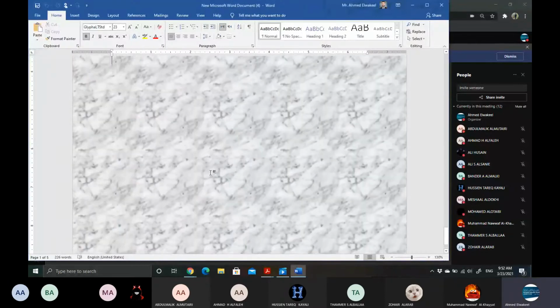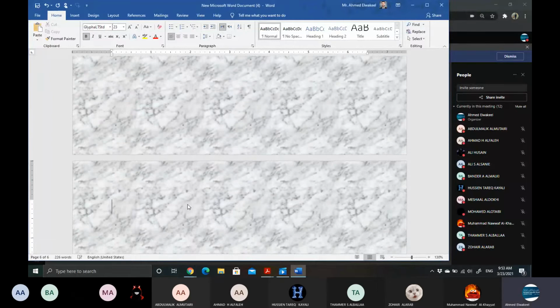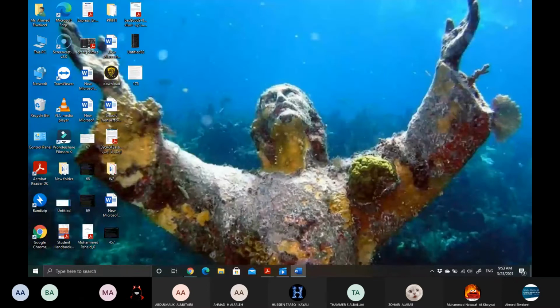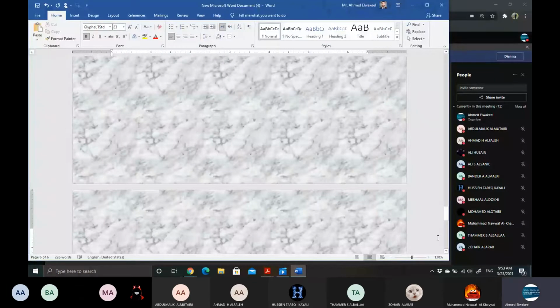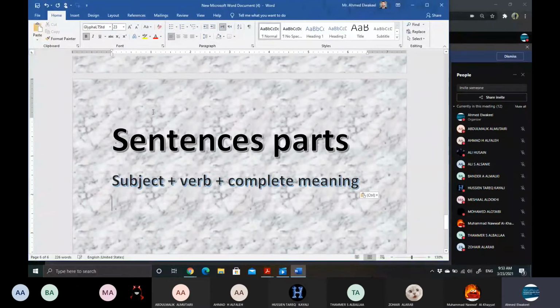All right. So in today's session, we will speak about varying the sentence beginning. What do we mean by varying the sentence beginning? Anyone? The subject is the subject. Yes, nice. So we are speaking about the sentence beginning.